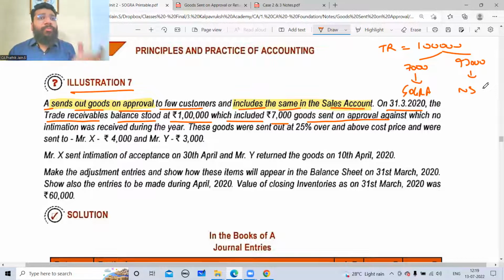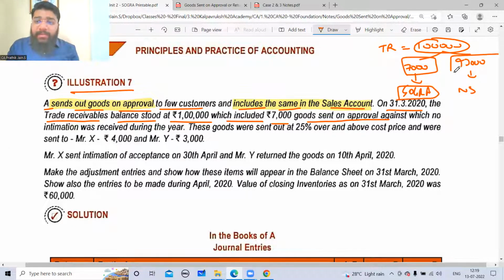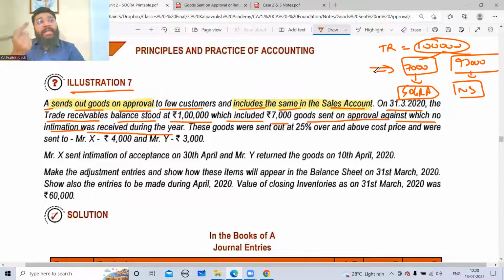Because this particular business is doing both normal sale and SOGRA sales. So 1 lakh is the total trade receivable from both the verticals. Out of that, 7,000 is the receivable from the SOGRA vertical. So balance 93,000 rupees is the trade receivable from the normal sale vertical. This 1 lakh includes 7,000 goods sent on approval against which no intimation was received during the year. So to the extent of the 7,000 rupees, trade receivable to sales account, the first entry when the goods is sent, has already been captured.